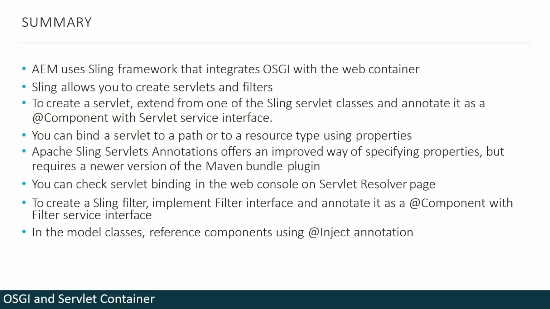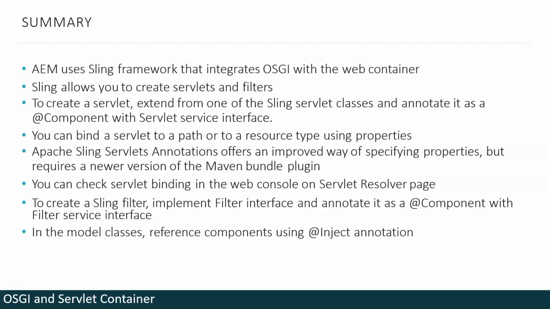Now to summarize, AEM uses the Sling framework that integrates OSGi with the web container. Sling allows you to create servlets and filters. To create a servlet, extend one of the Sling servlet classes and annotate it as a component with the Servlet service interface. You can bind a servlet to a path or to a resource type using properties. Apache Sling Servlet's annotation offers an improved way of specifying properties, but requires a newer version of the Maven bundle plugin. You can check servlet binding in the web console on the servlet resolver page.